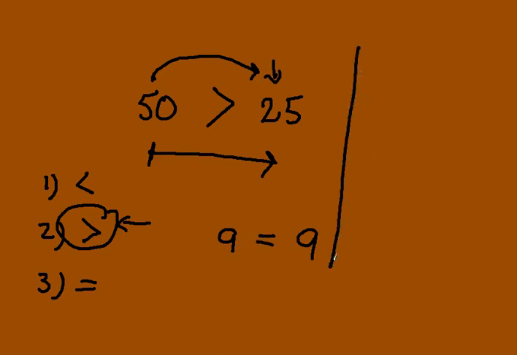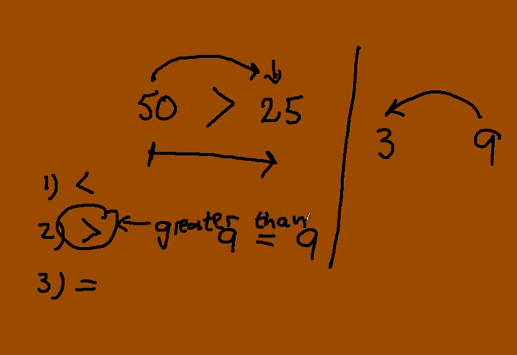Now, before we leave, here's a common mistake that I don't want you to make. Imagine that you have 3 and 9, and you're comparing these two numbers. Now, imagine that by mistake you start reading it from right to left. You would say, oh, 9 is greater than 3, and you would want to put the greater than sign right there. But can you do that? You'd be wrong.